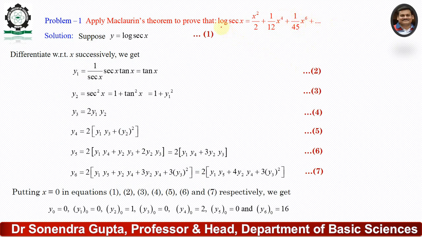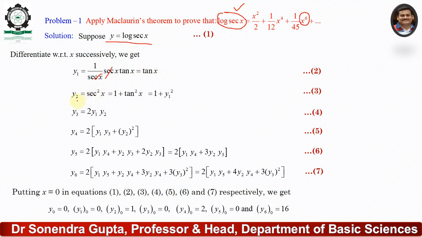In this question the function is log sec x, and we find the expansion up to x to the power 6. It means that we differentiate the function 6 times, that is, up to the 6th derivative. Suppose y equals log sec x, then we differentiate: y1 equals 1 upon sec x times the derivative of sec x, which is sec x tan x. Sec x cancels out, so y1 equals tan x.